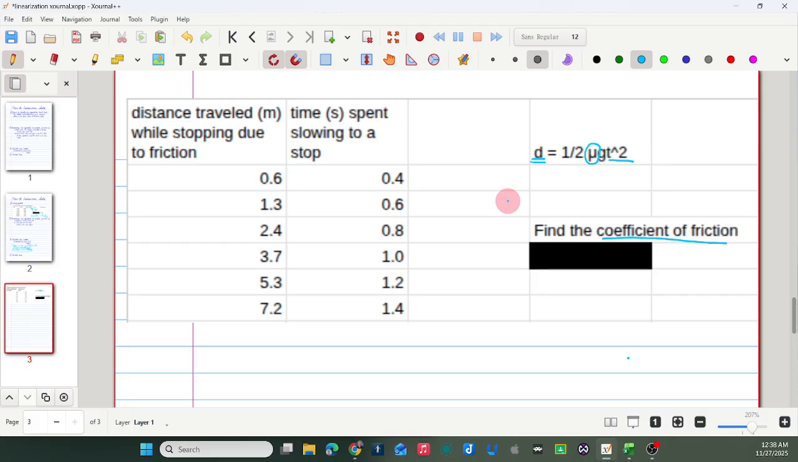G is a constant, 1/2 is a constant. Second step, get it formatted in a y equals mx plus b format. It's already got distance on the y. I'm gonna prioritize putting mu in front. We can rearrange multiplication, so I'm gonna put the mu, the coefficient of friction, where the slope goes, and I'm just gonna put everything that's left over on the x-axis.